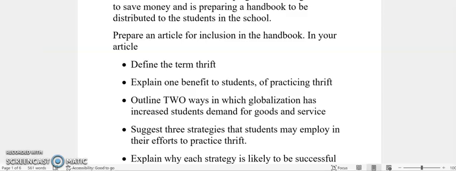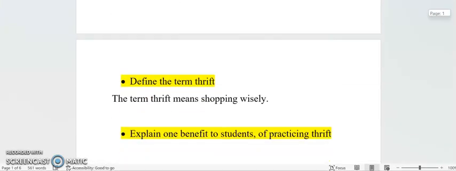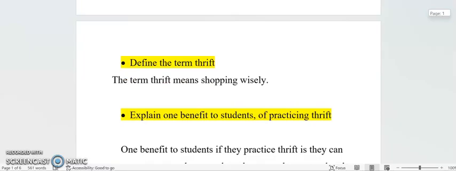So let us define the term thrift. I'm sure that you have written that definition down already. Thrift means shopping wisely. Simple. The term thrift means shopping wisely. And that's our first paragraph.